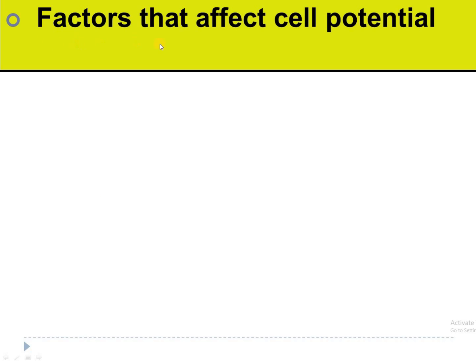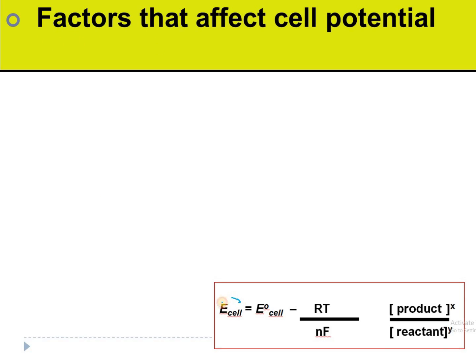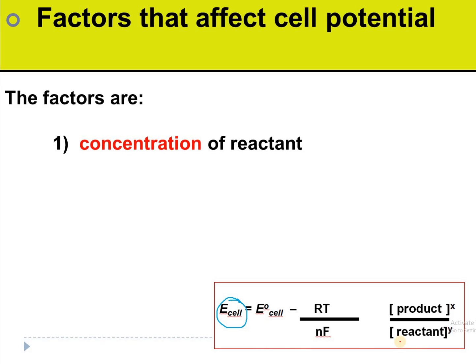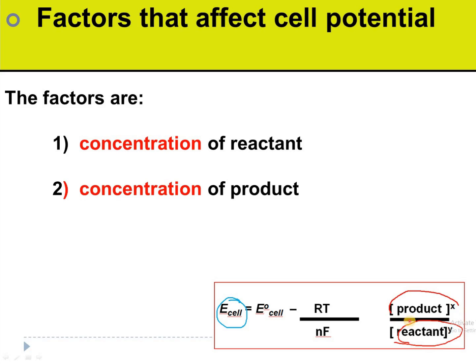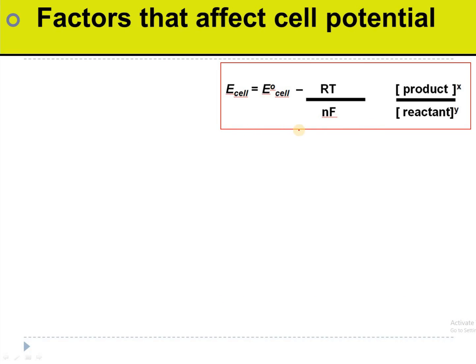What are the factors that affect cell potential? To study the effect on the cell potential, students must look at the general formula for the Nernst equation. These are the factors that can affect the cell potential. First, the concentration of the reactant. Second, the concentration of the product. And third, the temperature. Based on the general formula for the Nernst equation, to increase the value of the cell potential, students must be alert, as there are two parts: part number 1, this one, and part number 2, this region.